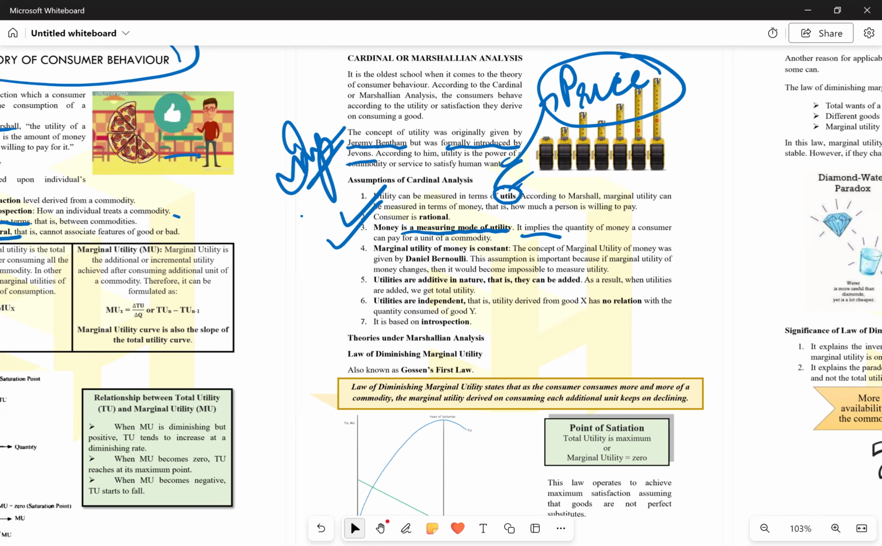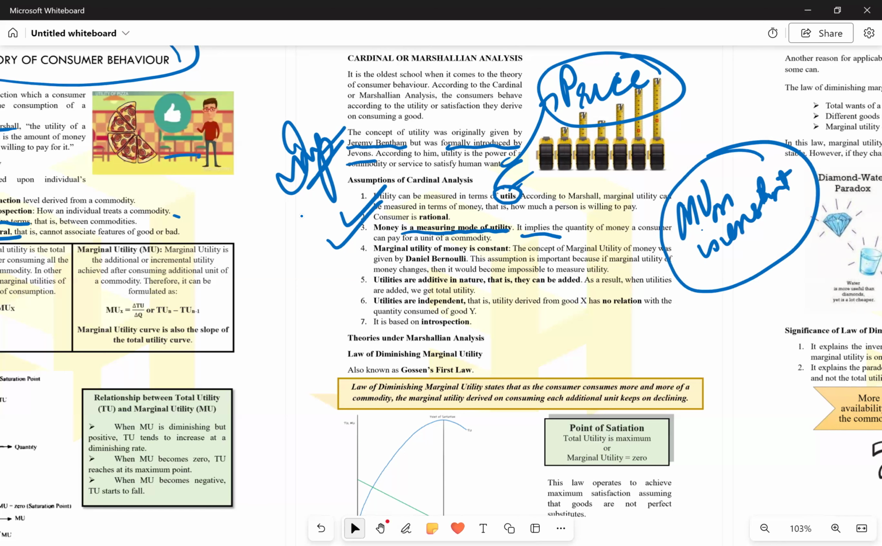But another thing is that the marginal utility of money is constant. Though this assumption was highly criticized later, according to the Cardinal analysis, the marginal utility of money is constant. This assumption only implies that the value of rupees 100 for a laborer is equal to the value of rupees 100 for Ambani. So this assumption implies that.